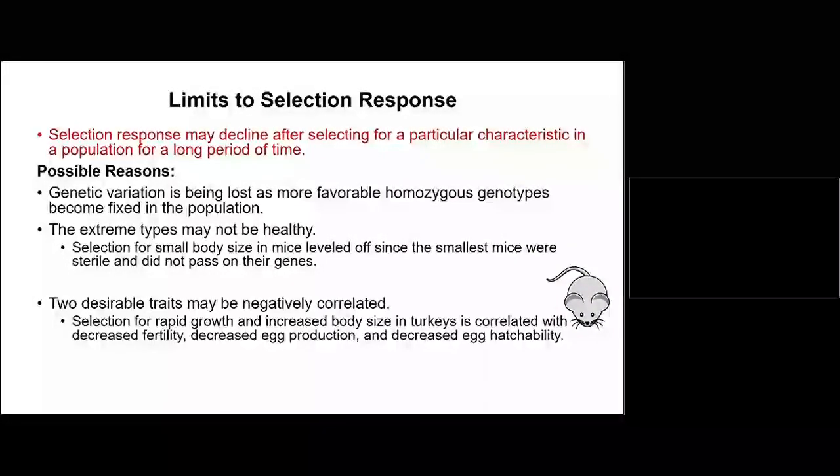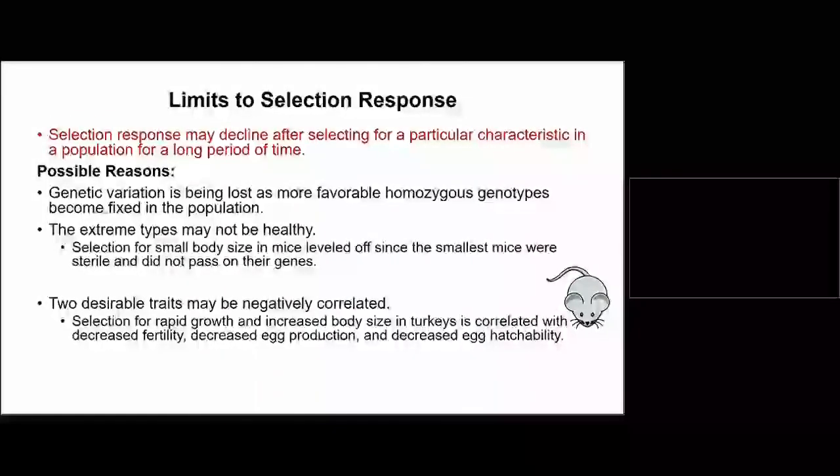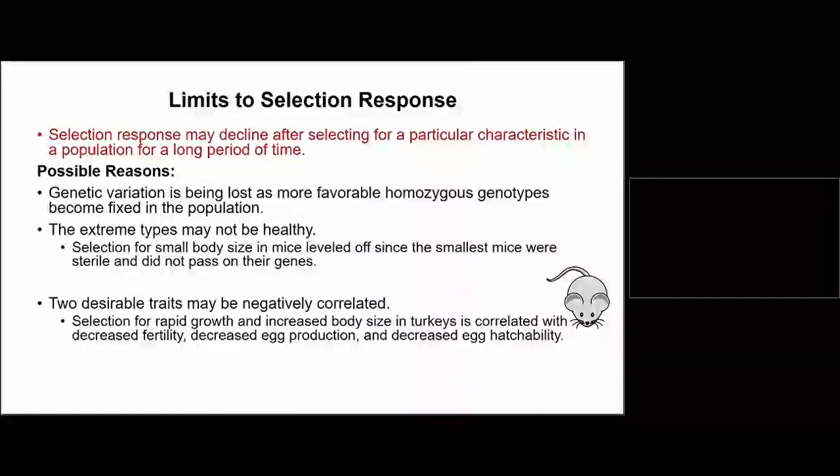Two desirable traits may be negatively correlated. For turkeys, when you select for rapid growth and increased body size, so farmers want turkeys that grow fast and fat, that is correlated with decreased fertility, decreased egg production, as well as decreased egg hatchability, which makes sense. If the turkey's putting all its energy into getting big and fat fast, it doesn't have a lot of energy to put into making eggs that survive.